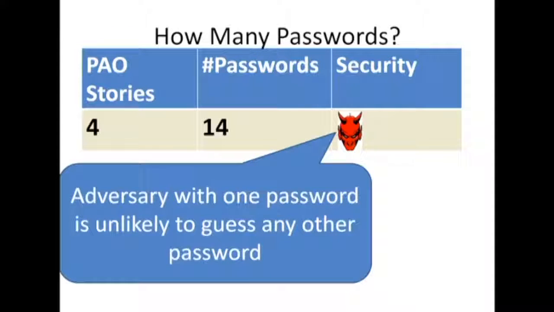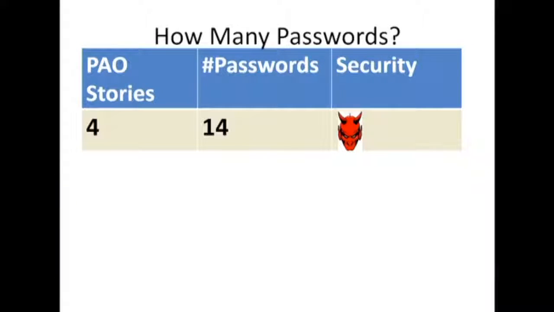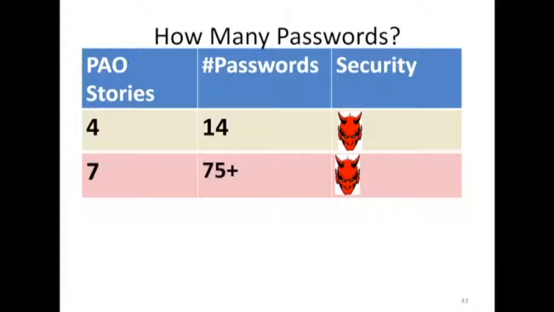All right, well, an adversary with 1 password is unlikely to guess any of your other passwords. Suppose that you have more than 14 accounts. Suppose that you have 75 accounts. Well, in this case, if you're willing to memorize 7 person action object stories, you can generate up to 75 passwords with the same exact security guarantee.